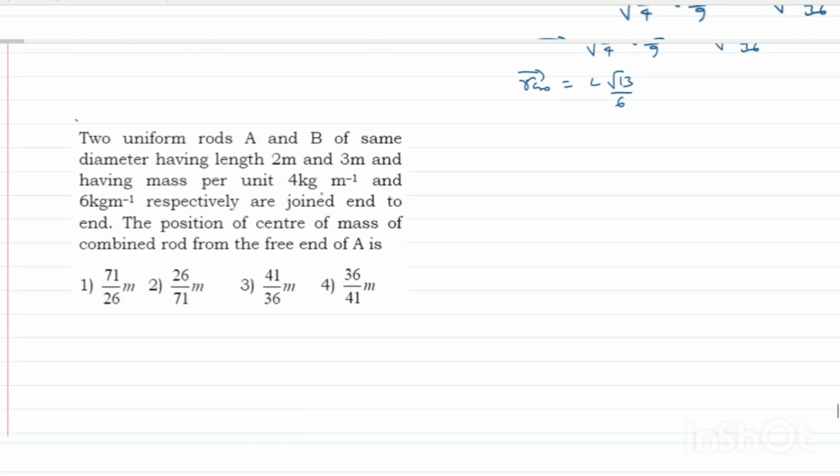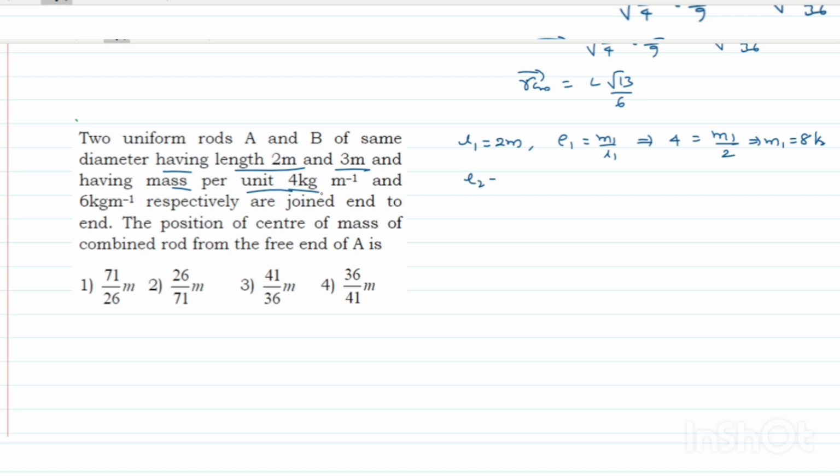Let us take the next question, students. Two uniform rods A and B of the same diameter have lengths of 2 meter and 3 meter, and their mass per unit length is given. For the first, length L1 is 2 meter and the linear mass density rho 1 is m1 by L1, given as 4 kg per meter. So 4 equals m1 by 2, and m1 equals 8 kg.